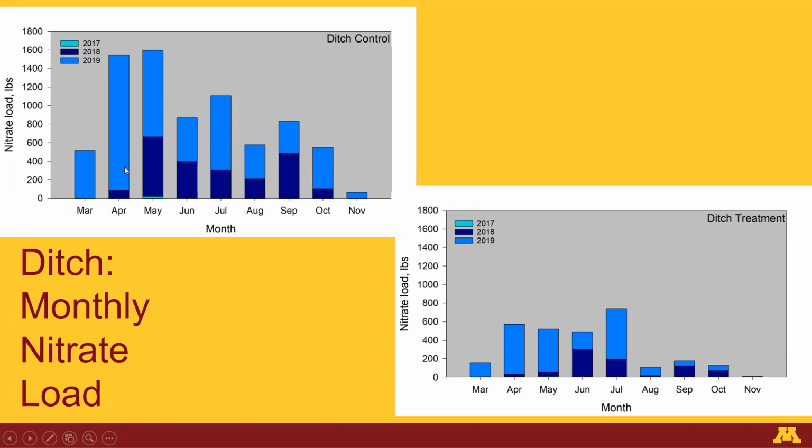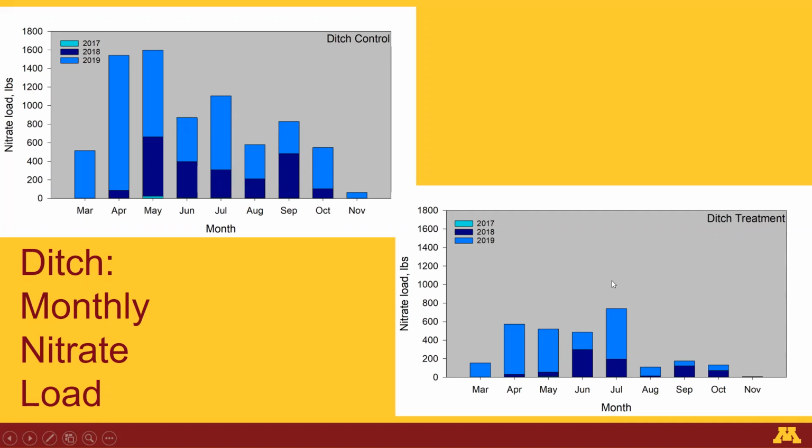What this data shows us is a couple of different things. In the ditch control, it tells us that April and May, we tend to have our highest nitrogen loads coming out of our drainage ditch. We also see a little bit of a spike in July and then another in September. And this occurred in part because of the very wet years of 2018 and 2019, when we had some very large events occur in July and another large precipitation event or series of events that occurred in September, which increased the loads coming out of the control during those years.